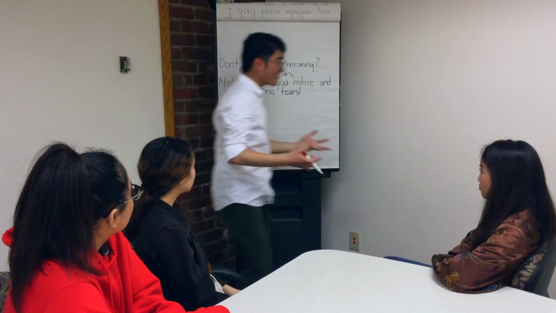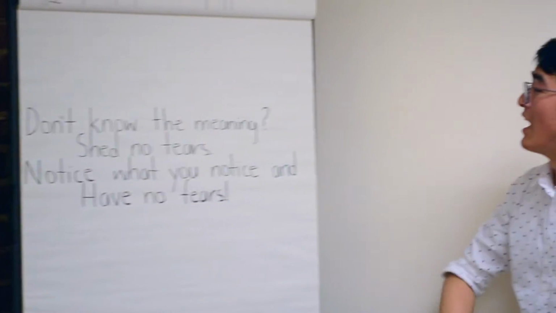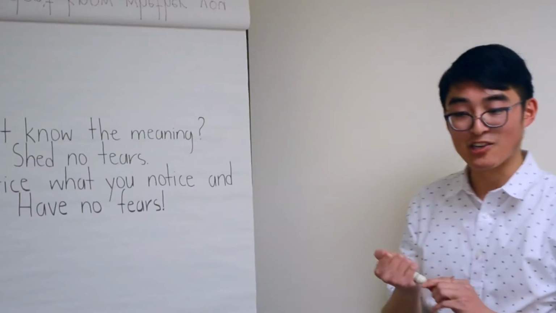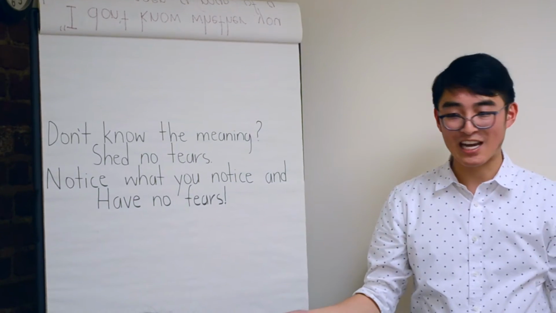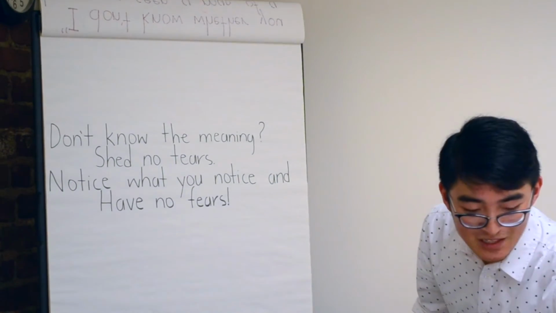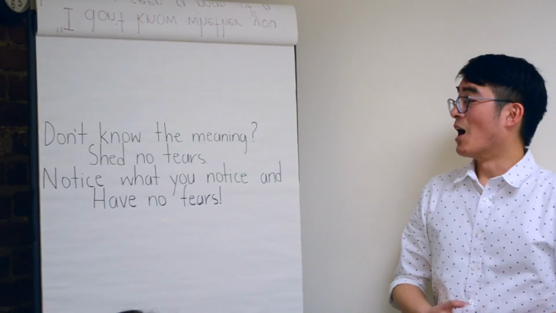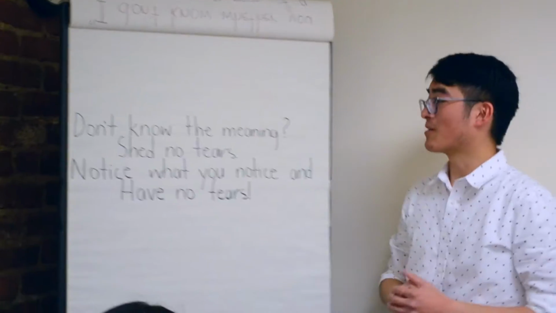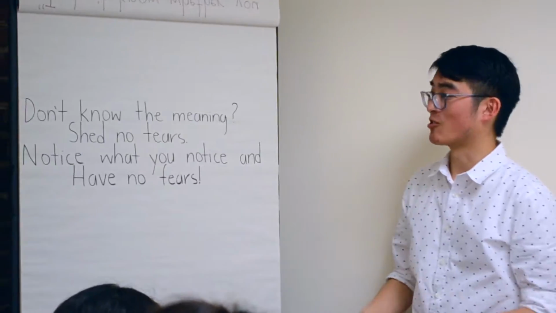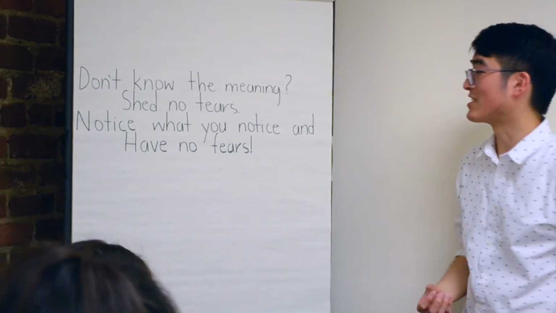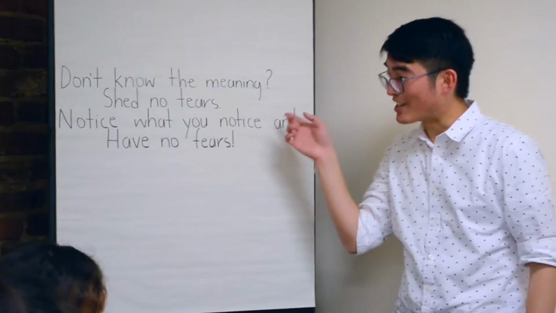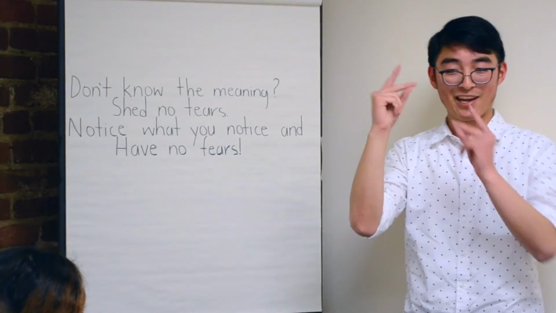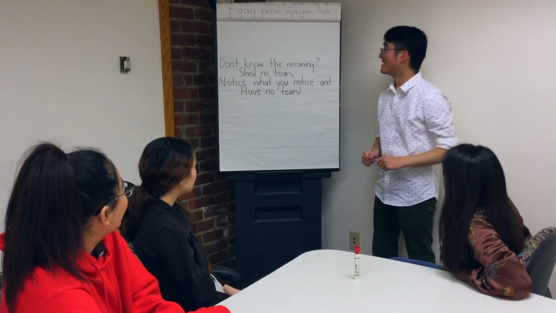To end this lesson, I have a cheer for us, so that when you go home and start reading the text that we'll be studying, you can remember why it's important to annotate, why you're doing it at all. I've written the words here, and there are also actions that I'd like us to do. I'll do it myself first, and then we can do it together. Don't know the meaning, shed no tears, notice what you notice, and have no fears. Think you can do that?